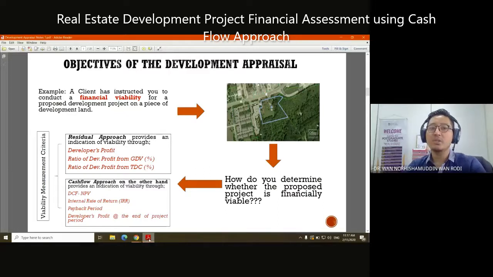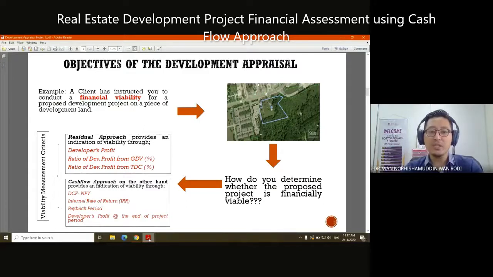So we use the discounted cash flow approach first to produce the net present value. As we have already learned previously, there are 3 measurements of NPV. Positive NPV indicates that the project is good. Negative NPV indicates that the project is not so good. Zero NPV is a no gain, no loss situation. So in this context, we will look into the positive NPV so as to determine whether the project is viable or not viable.